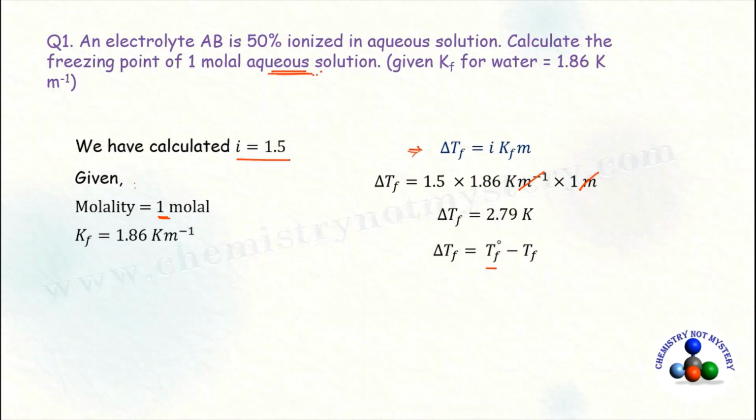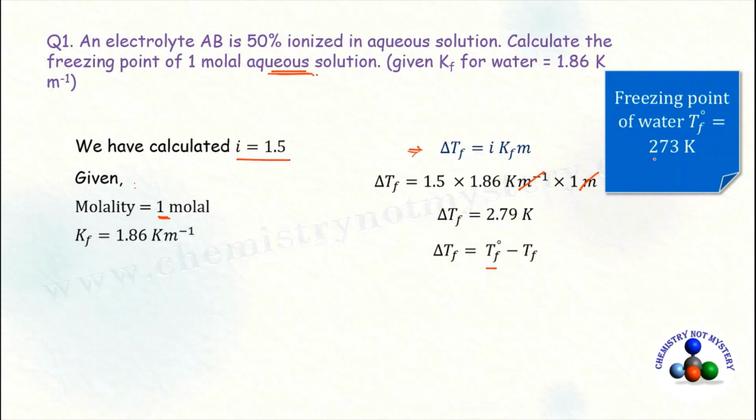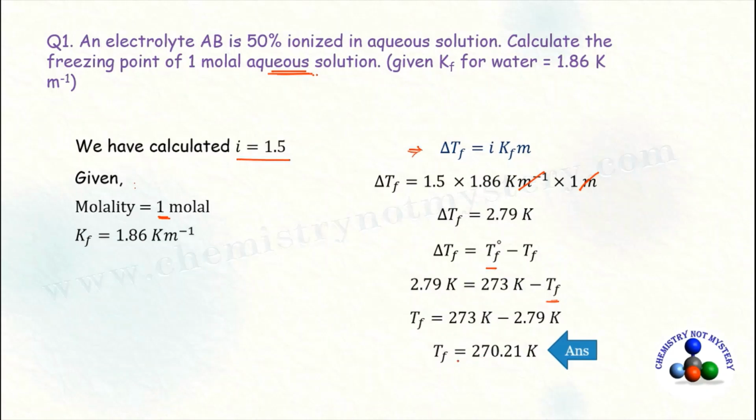Here the solution is an aqueous solution, that means the solvent used is water. For water, TF naught is equal to 273 Kelvin. So when you place the value of TF naught in this equation, you will get 2.79 Kelvin is equal to 273 Kelvin minus TF. When you rearrange the equation to get TF, you will get TF is equal to 273 minus 2.79 Kelvin. When you subtract it, you will get TF is equal to 270.21 Kelvin, and it is the answer for our question.